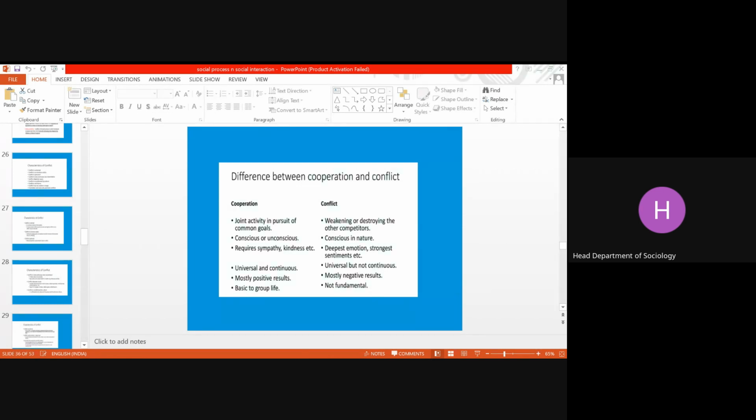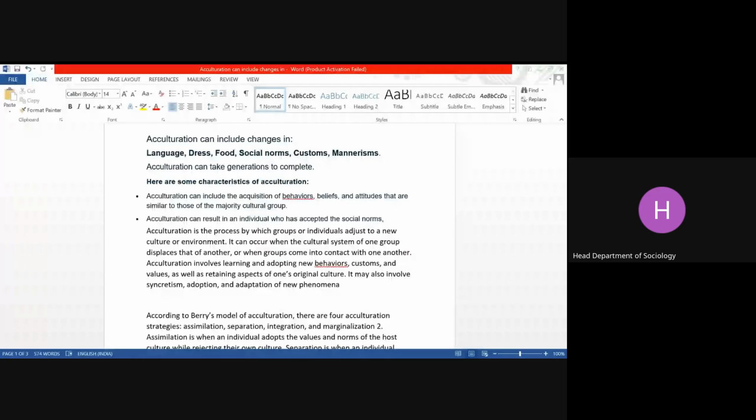One thing we are left over with is acculturation. Yesterday we did just 5 minutes. I will finish off this so that we can do social control in the next class. Just give me 5 more minutes. Acculturation. Yesterday we have discussed this, if you remember.